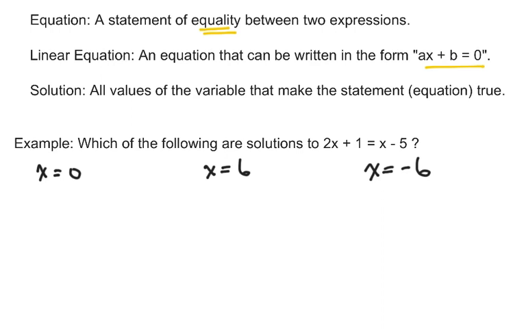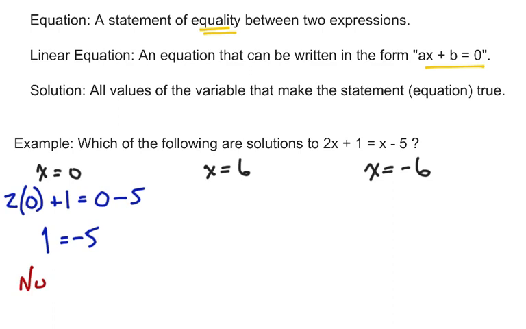So I'm going to take 0 and plug it into our equation everywhere we see x. So 2x plus 1 equals x minus 5. Everywhere that I said x, I plugged in a 0 instead. Now we just go ahead and simplify each side. 2 times 0 is 0. 0 plus 1 is 1. On the right side, 0 minus 5 is negative 5. Is this true? Remember, if it were a solution, it would make the statement true. Is 1 equal to negative 5? It's not. So that means no, it's not a solution.